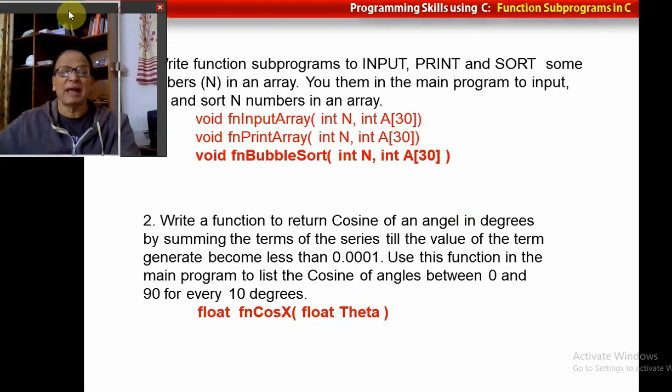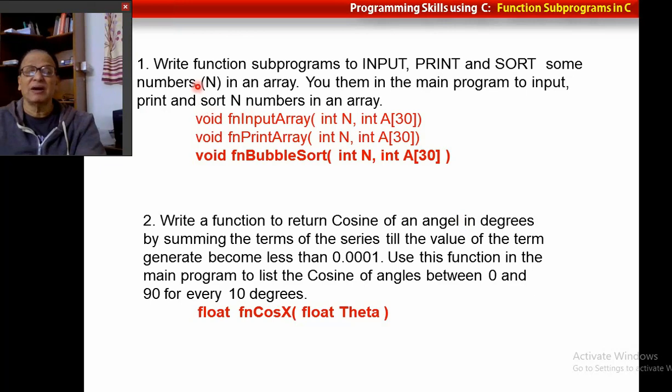So again, I would like you to write more functions now. Write function subprograms to input, print, and sort using bubble sort. Use them and write the main program in which you will use them. Write a function, and this is very interesting, to return the cosine of an angle in degrees by summing the terms of the series till the value of the term generated becomes less than 0.001.